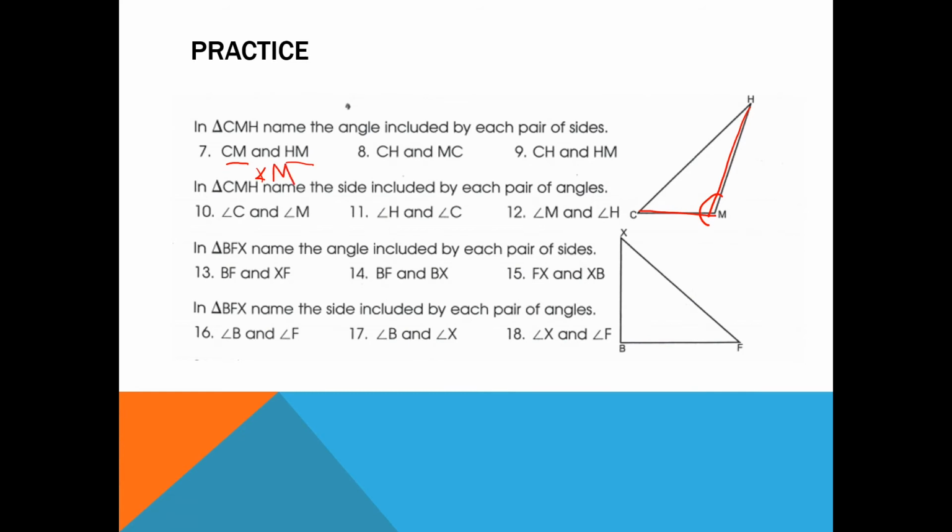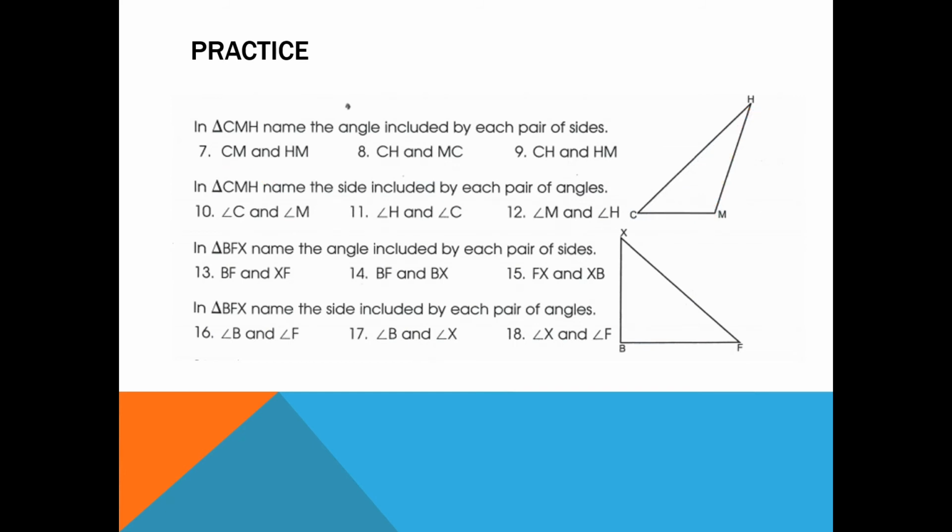And I can see that the angle that is created by those sides is angle M. You want to use the fact that M is in both of them as your guide, but you want to make sure that your picture matches. Let's change the color here just to do the next one so that it's a little bit easier to see. So now I see CH and MC. So here is CH and here is MC. Wow, that's really bad drawing. That's okay. And I can see that my included angle is C by the picture, but also because they both share point C. Now complete number 9 on your own.